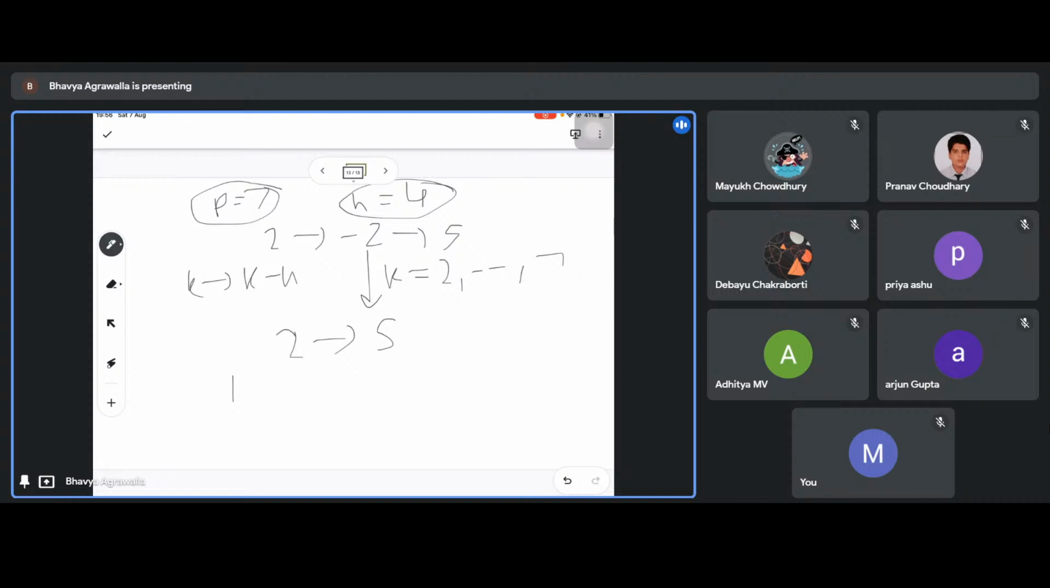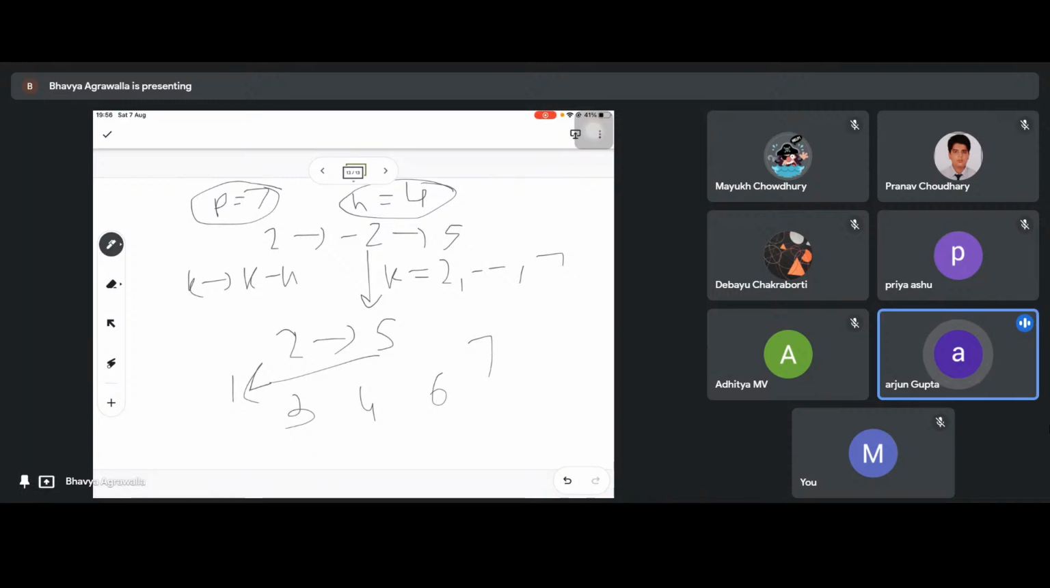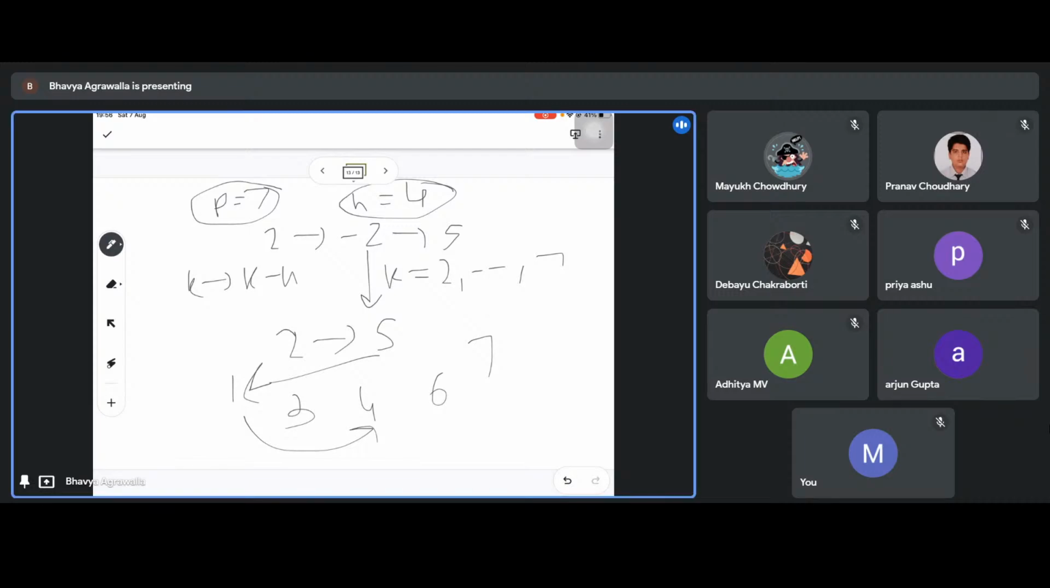So basically, what we want to show is that suppose you have this graph like 1, 2, 3, 4, 5, 6, 7, and let's say you are connecting 2 to 5, then your 5 will go to 5 minus 4, which is 1. After 5 goes to 1, you move 2 to somewhere. You connect 2 is equal to k minus n for some k, right? So let 2 will come from 6.